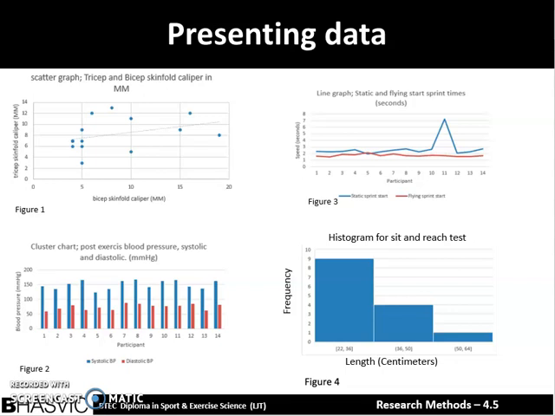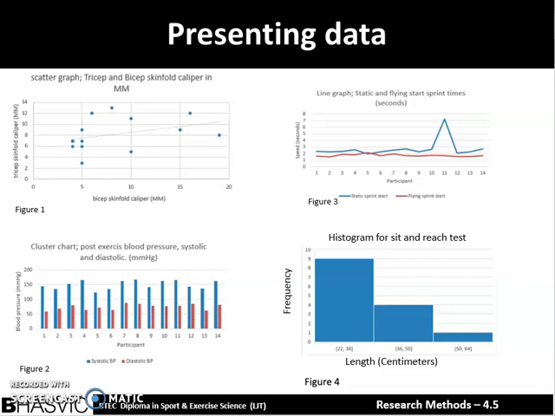Scatter graphs are used very often for presenting data, as they are easy to look at and we can clearly see if there is a correlation within the dataset. In Figure 1 I have used a scatter graph because it shows that there may be a relationship between the size of biceps and the size of triceps.